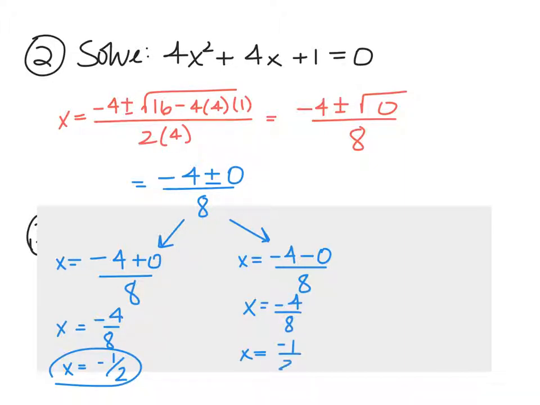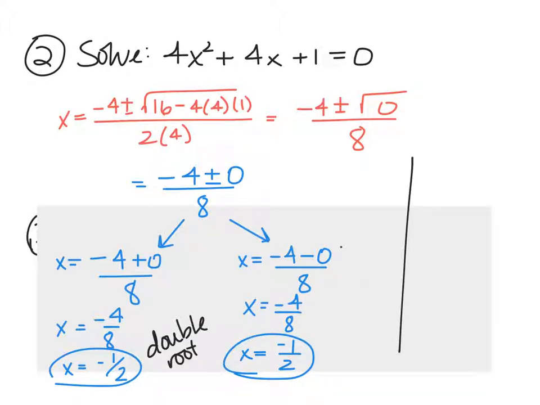Okay, and hopefully you see you're getting the same answer twice. I hope that it might be ringing some bells. This is called a double root. We talked about this the other day. And double roots touch and turn.